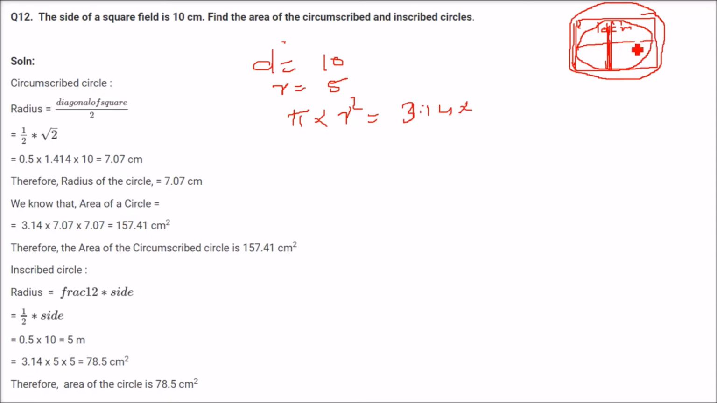R is 5 because this is 10. This will also be 10. This is the radius, 5. So 5 into 5 into pi is going to be 78.5. So this is the area of the inscribed circle.